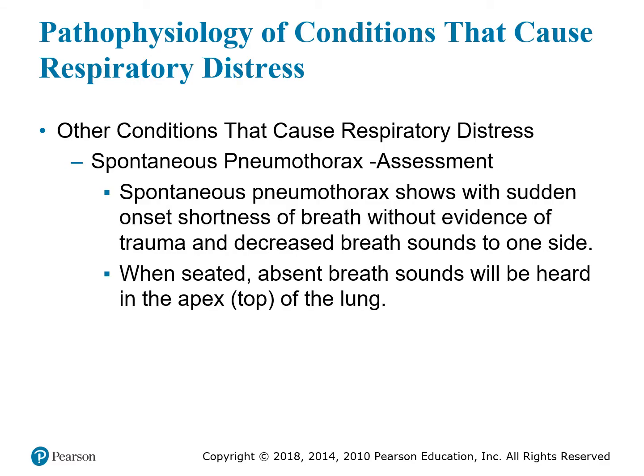With a spontaneous pneumothorax, you're going to have a sudden onset of shortness of breath without any obvious evidence of trauma, and you will have decreased breath sounds to one side, unless you're unfortunate enough to have a spontaneous pneumo on both sides, and both sides will probably be diminished. When they're seated, you will have absent breath sounds in the apex or the top of the lung where these spontaneous pneumos typically occur. And I want to highlight that on the exam or for most registry questions, we like to describe a certain demographic that is usually high risk for spontaneous pneumos, and that's going to be your teenage males or your young adult males that are tall and lanky.